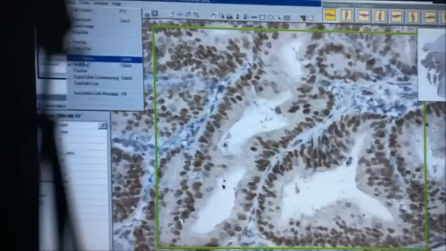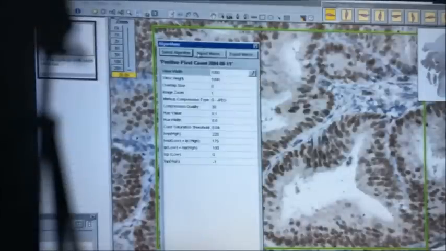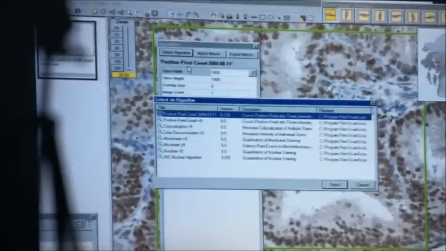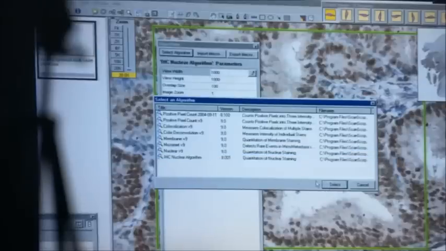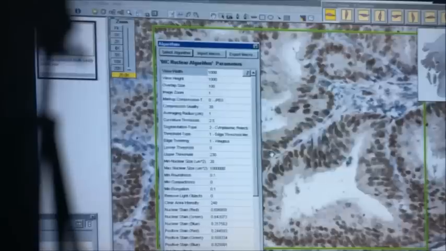By analysis, I need to know the nuclei which take the highest stain, like say 3+, 2+, 1+, or even negative. You can see here, I'll use my special algorithm. I'm pressing the nuclear algorithm. You can see now it will extract all these nuclei in 1 second.